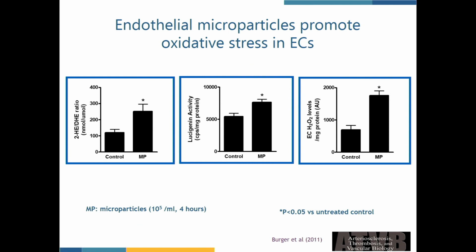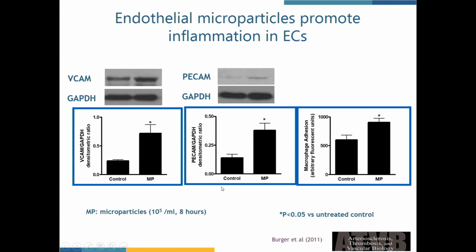If you expose cultured endothelial cells to endothelial microparticles, at a dose similar to the levels in our hypertensive mice, so a pathologically relevant level, we get a very robust induction in oxidative stress, with 3 measures here, including superoxide anion production and hydrogen peroxide production. We also get an inflammatory response with upregulation of cell adhesion molecules like VCAM and platelet endothelial cell adhesion molecule, and a tendency for macrophages in a flow system to adhere more strongly to our endothelial cells.